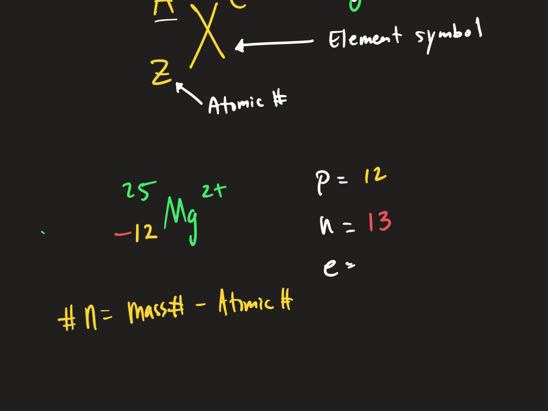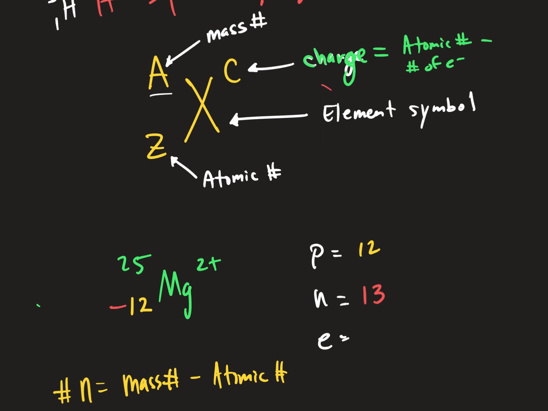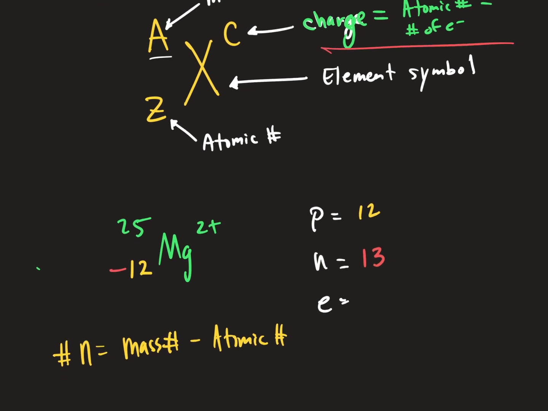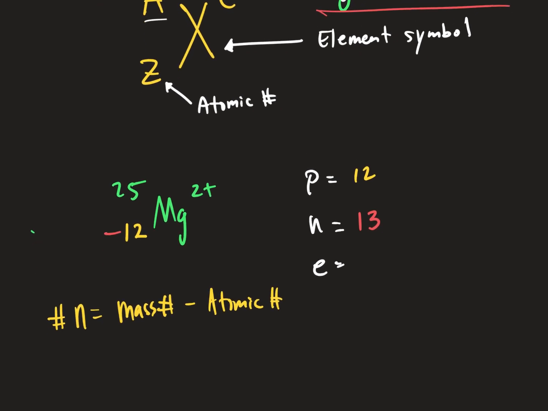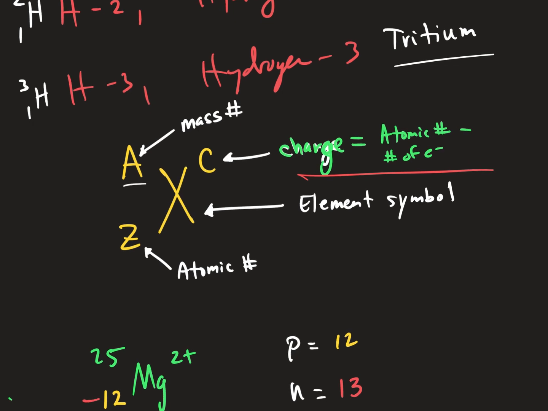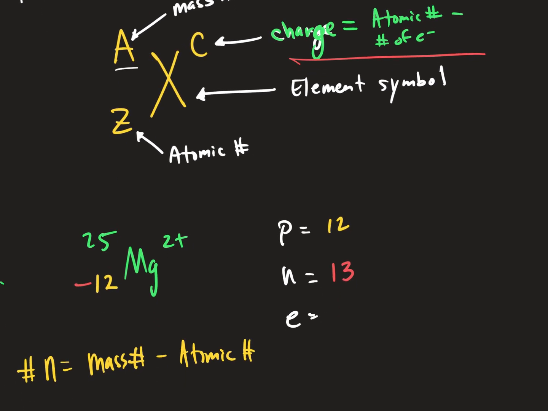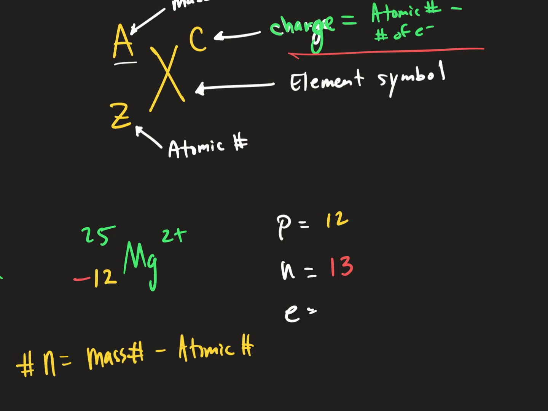And how do we find the charge? Charge equals the atomic number minus the number of electrons. So we can use this equation, right? What's the charge? Positive 2. Well, it says 2 plus.